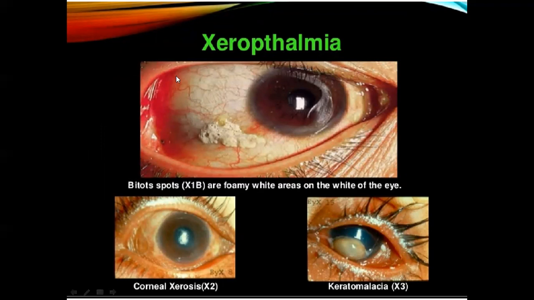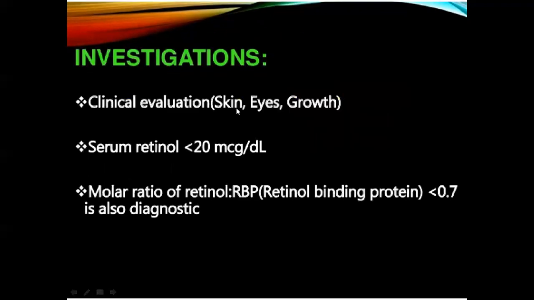Investigations: clinical evaluation of skin, eyes, and growth. Serum retinol is less than 20 micrograms per dL. A molar ratio of retinol to RBP, retinol binding protein, of less than 0.7 is also diagnostic.